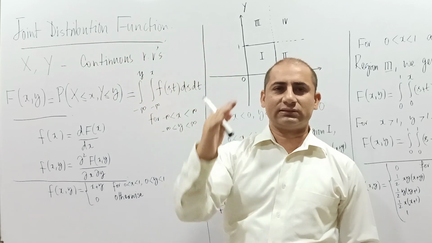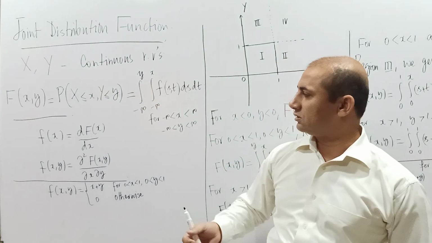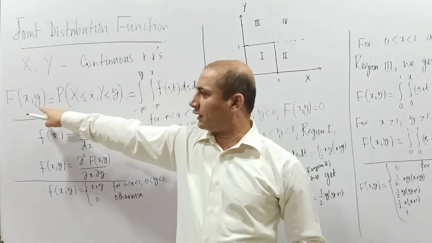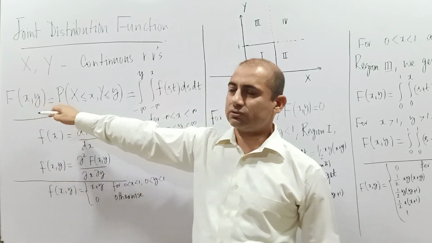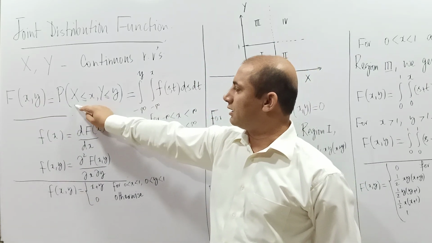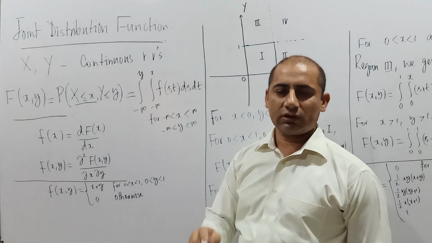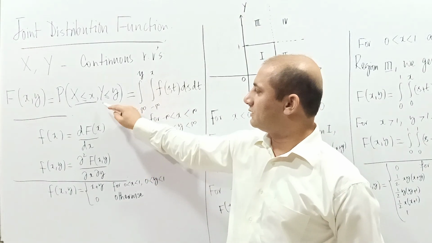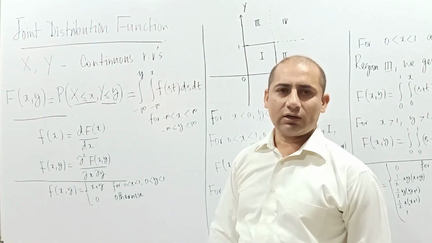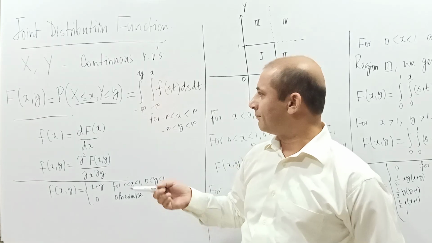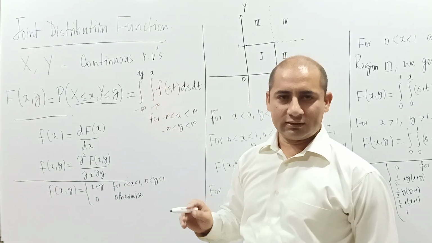एक को हम कैपिटल X से डिनोट कर लें, दूसरे को कैपिटल Y से डिनोट कर लें, and we denote it like this f of x y, which is actually the probability that this random variable will take value less than or equal to small x, and then this second random variable will take on value less than or equal to small y. Then this is how we define it.